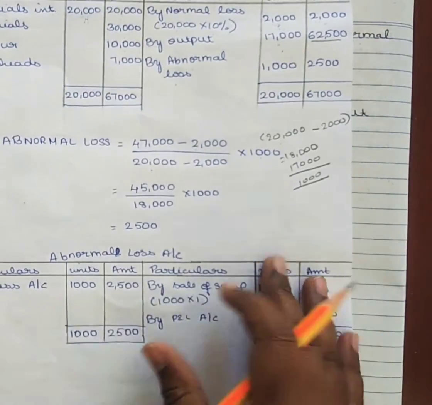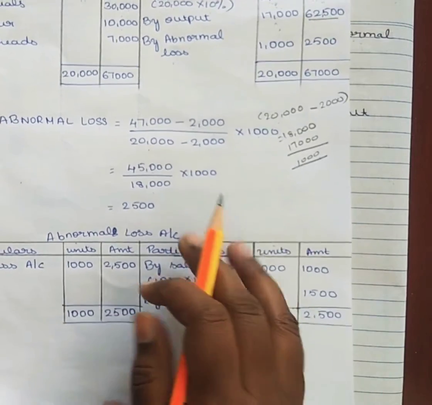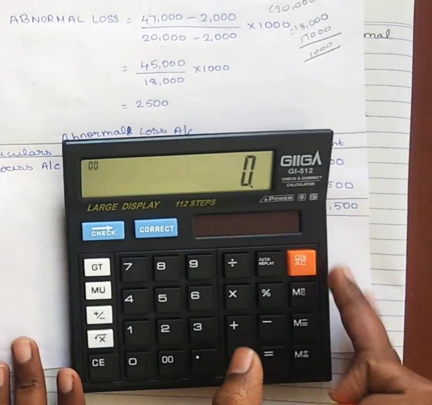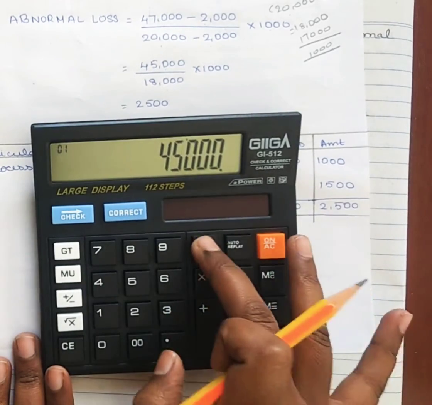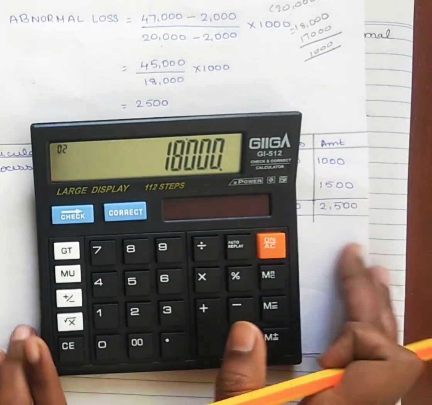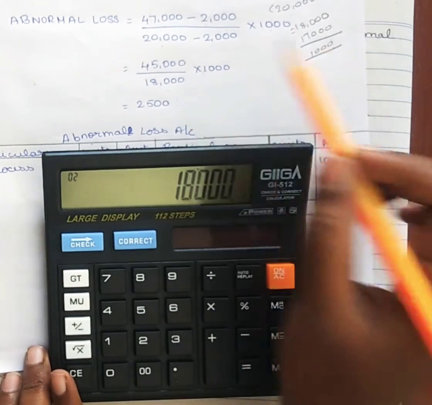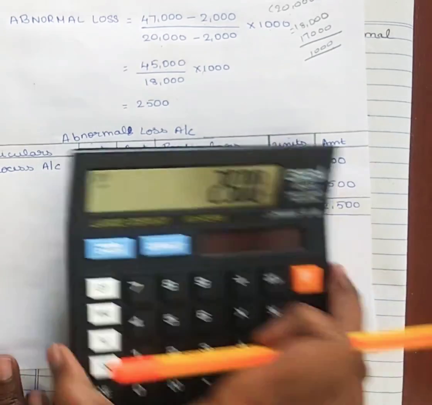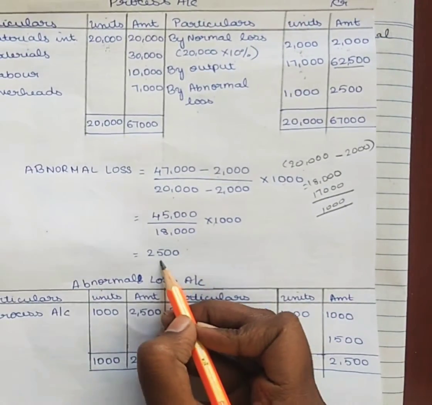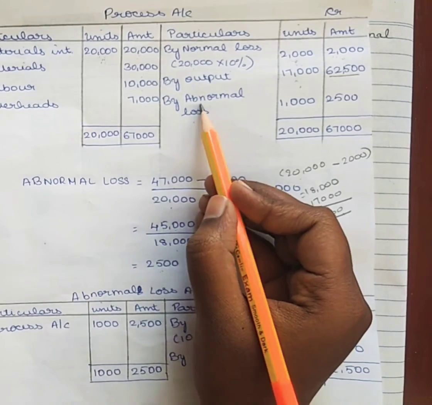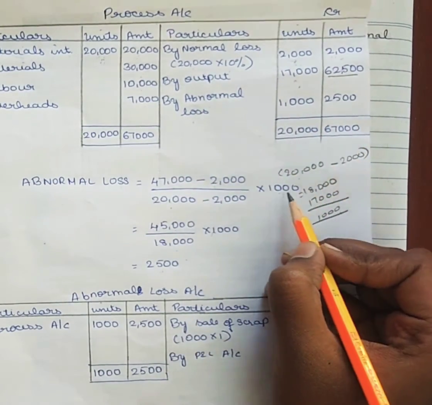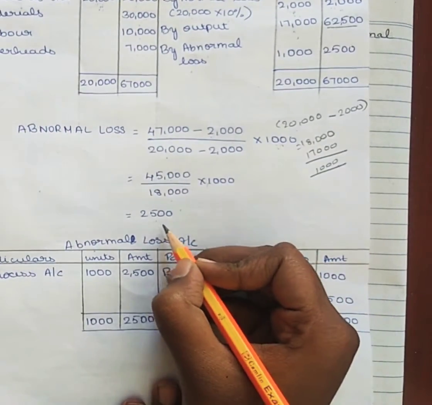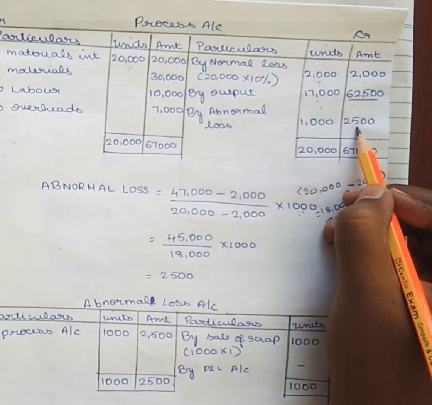Alright. Now if you calculate 45,000 divided by 18,000 into 1000. Now look here, we will do the calculation. So 45,000 divided by 18,000, into 1000, if we do, we will get 2,500. That 2,500 is what I have taken here. Now how much is the abnormal loss units? It is 1000. That is what I have taken here. And what is the value of this 1000 units? 2,500. That is what I have taken here.